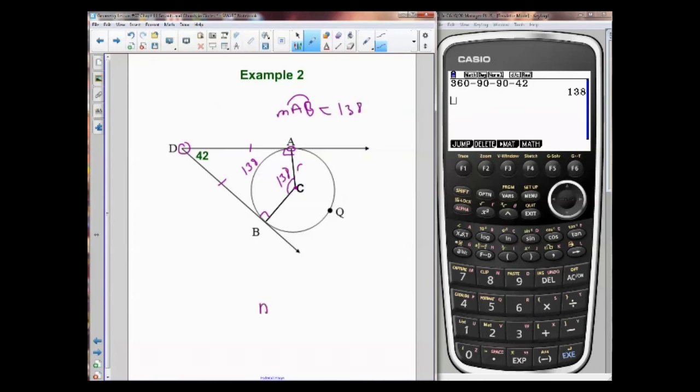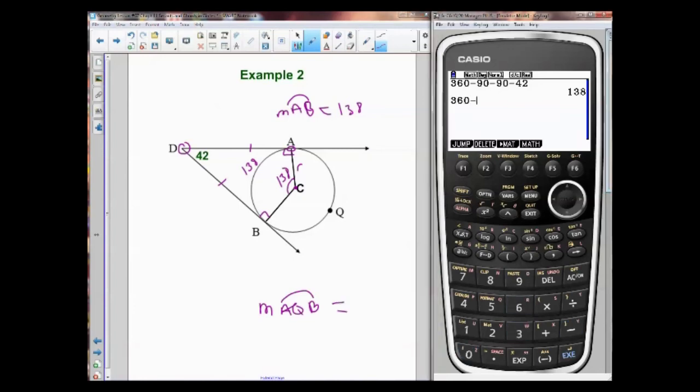So the measure of the major arc AQB is equal to 360 minus that. And that's all we do. We just do 360 minus 138. Okay? Which leads us to some further properties that you may explore in future classes on how these tangent lines work with circles, because guess what? This angle and that angle add up to 222.